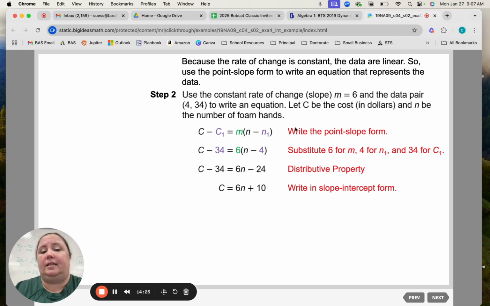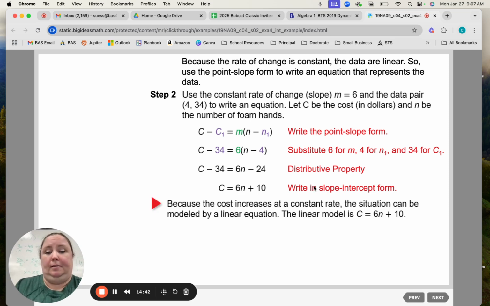And then the last thing is it tells you specifically what it wants the variables to be. Let C be the cost and N be the number of foam hands. So C stands for y and N stands for x. So if you were plugging this into your computer, you would want to make sure the variables are correct.